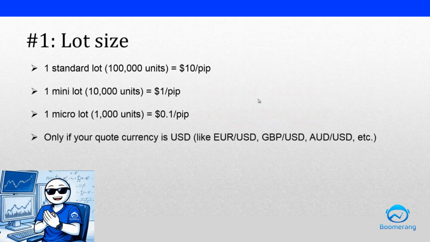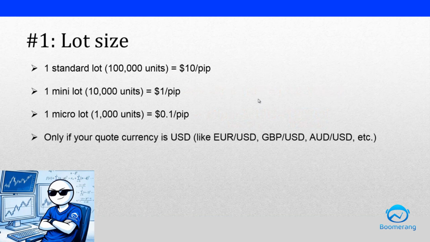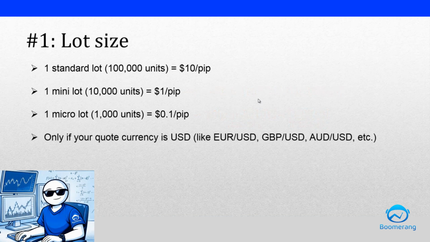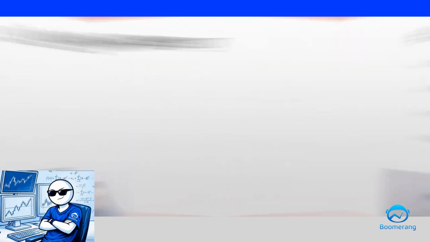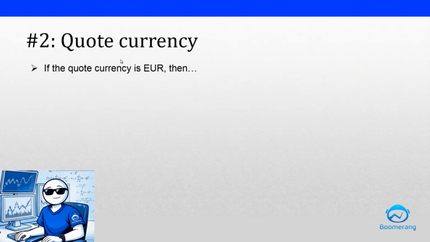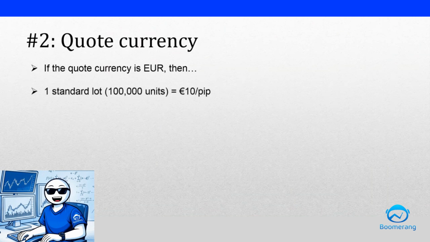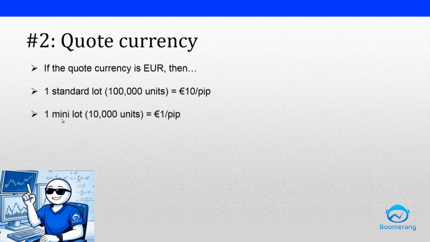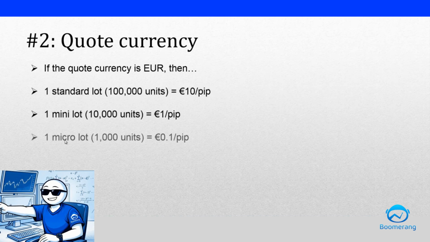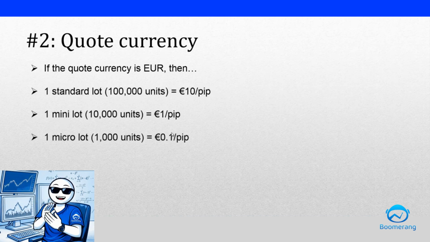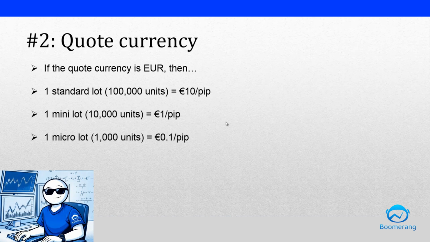And this holds true only if your quote currency is in US dollar, like Euro dollar, Aussie dollar, New Zealand dollar, etc. So what if your quote currency is not in US dollar? This is why we need to look at the second thing, which is your quote currency. Let's say, for example, the quote currency is in euro, then one standard lot is 10 euro a pip. One mini lot is 1 euro a pip, and one micro lot is 0.1 euro per pip. Make sense? So far, so good.